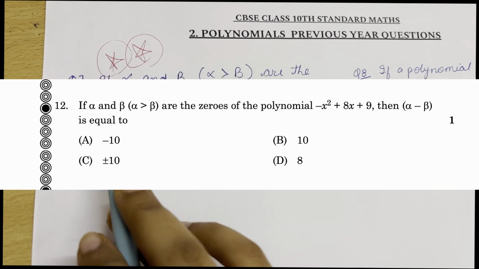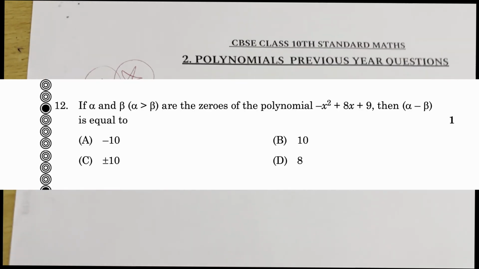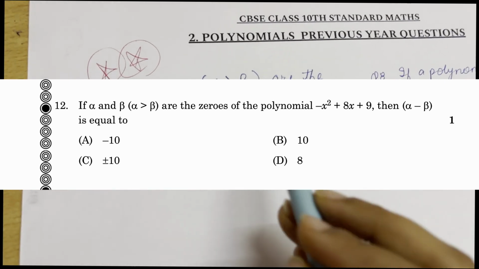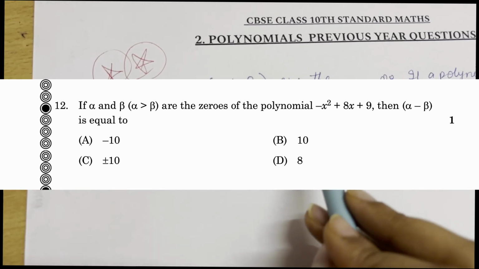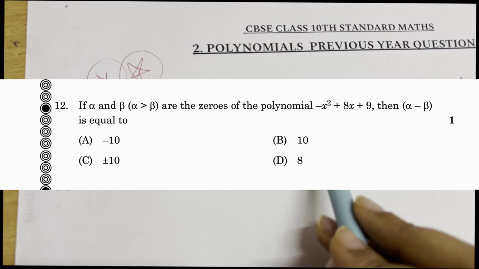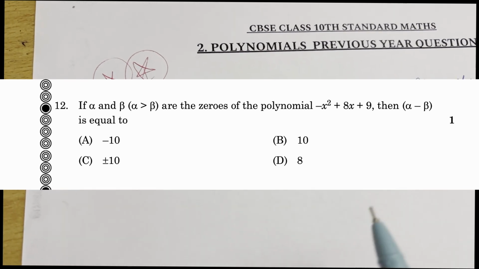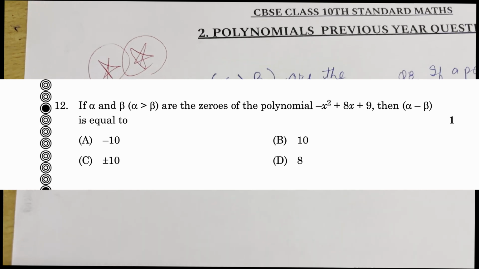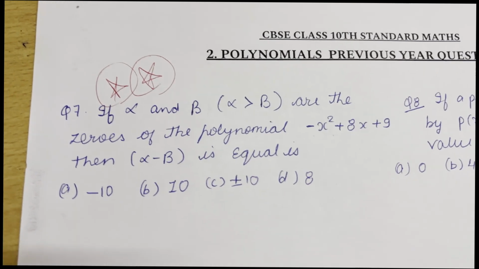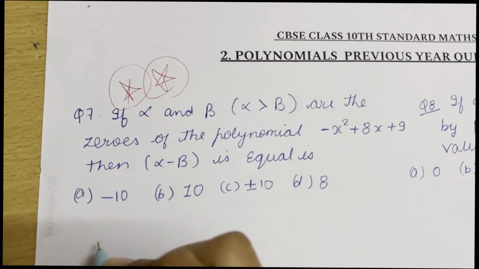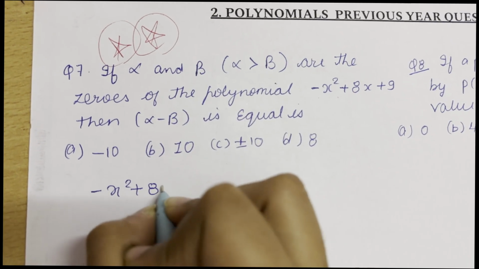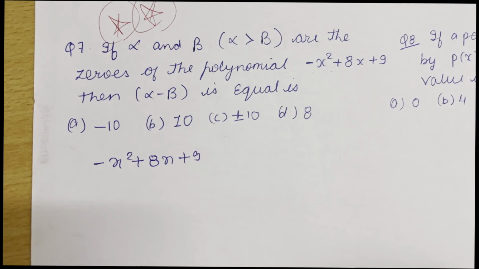The question says that alpha and beta, with the condition that alpha is greater than beta, are the zeros of the polynomial minus x square plus 8x plus 9, and we are asked to find the value of alpha minus beta. First of all, the steps we are going to follow: we write the polynomial given to us and see what values we can interpret from it.